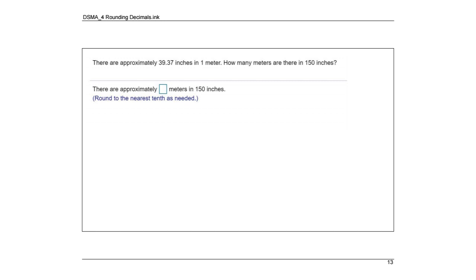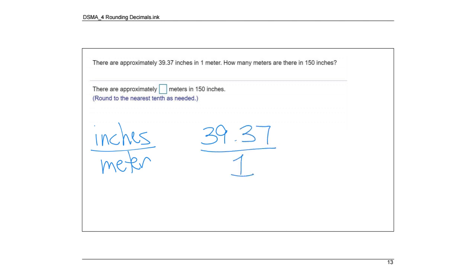There are approximately 39.37 inches in 1 meter. How many meters are there in 150 inches? All right, there's a couple ways to do this. If you've been taught a different way, you go for it. I like to look at proportions. So I'm going to look at inches per meter equal to inches per meter. On the first sentence, they gave me 39.37 inches are in 1 meter. On the other side, I have 150 inches, and I don't know how many meters, so I'm going to put x.